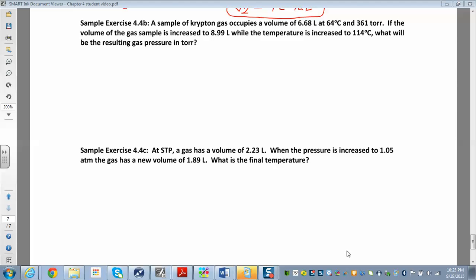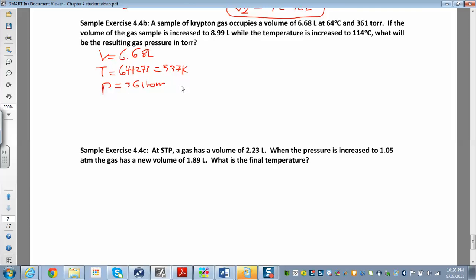Let's look at two more problems that use the combined gas law. So we have here a sample of krypton gas that occupies a volume of 6.68 liters at a temperature of 64 degrees Celsius. If you don't like Celsius, add 273 to that. Just do that conversion right away when you see it. That's 337 Kelvin. And the pressure is 361 torr.